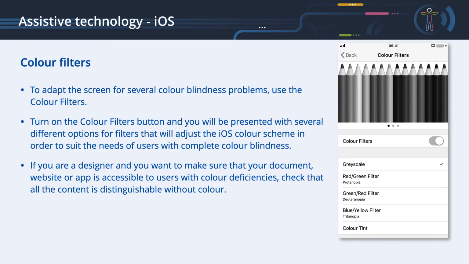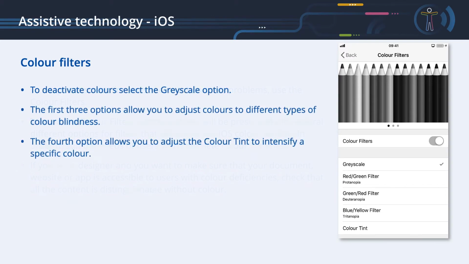If you are a designer and you want to make sure that your document, website, or app is accessible to users with color deficiencies, make sure that all the content is distinguishable without color. To deactivate colors, select the grayscale option. Now test your document or app. Can all elements be identified? Are all texts readable? Is the difference in brightness large enough so the different elements offer enough contrast?